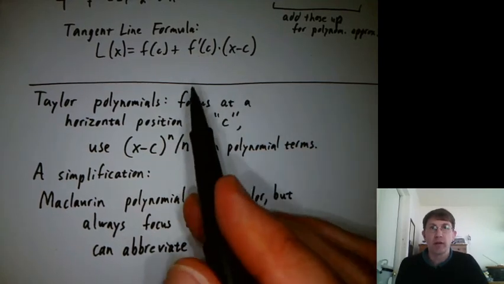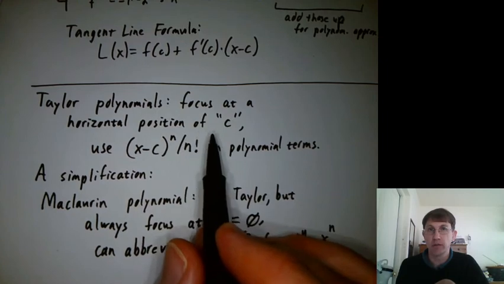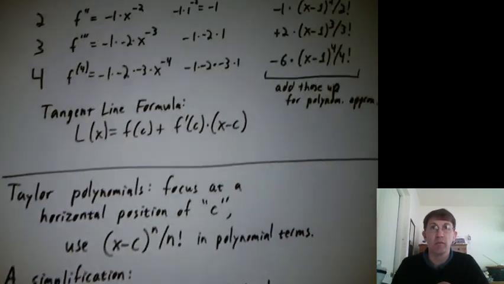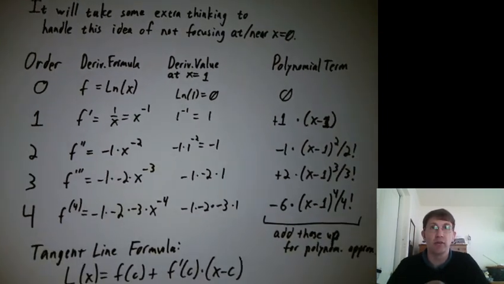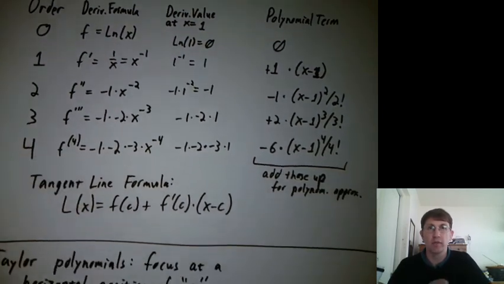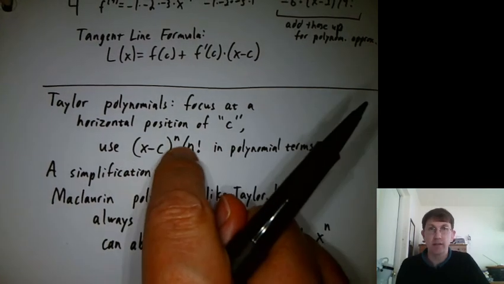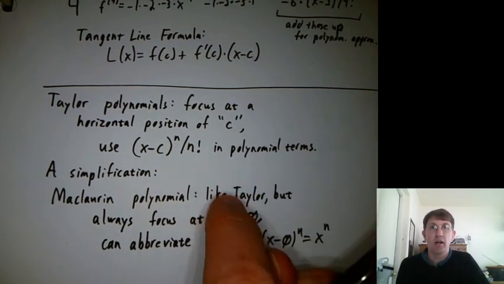So just to wrap up here, Taylor polynomials will say that they focus at a horizontal position of c. Up here we're using kind of c equals 1. That was kind of our anchor point, same way we do for tangent line formulas. And in the polynomial terms, we write x minus c to the n over n factorial.